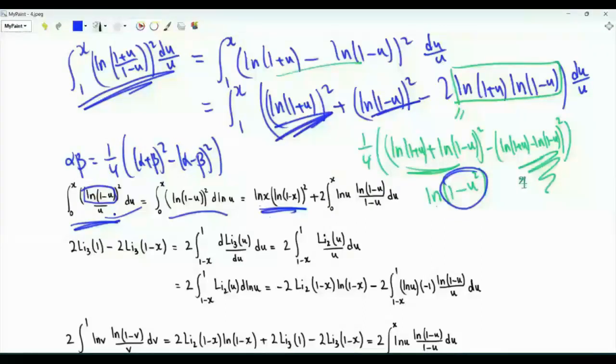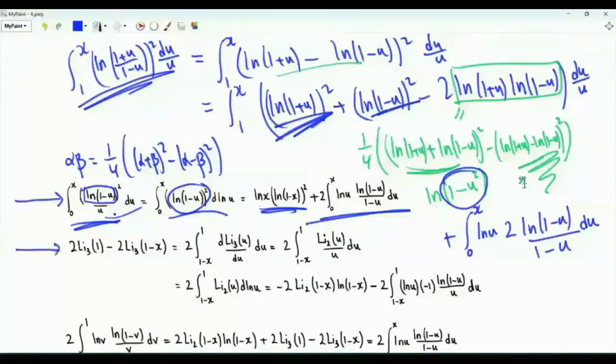This tends to 0 as x tends to 0 from above. The other term is minus the integral from 0 to x, ln u, then the derivative of this function with respect to u, that's 2 ln(1-u) over (1-u) times minus 1. Let's do another step. Take 2 times the trilogarithm of 1 minus 2 times the trilogarithm of 1-x. This is double the integral of the first derivative of the trilogarithm from 1-x to 1.